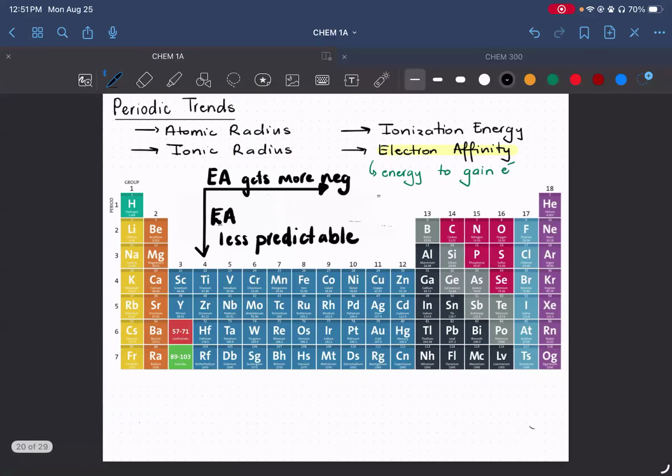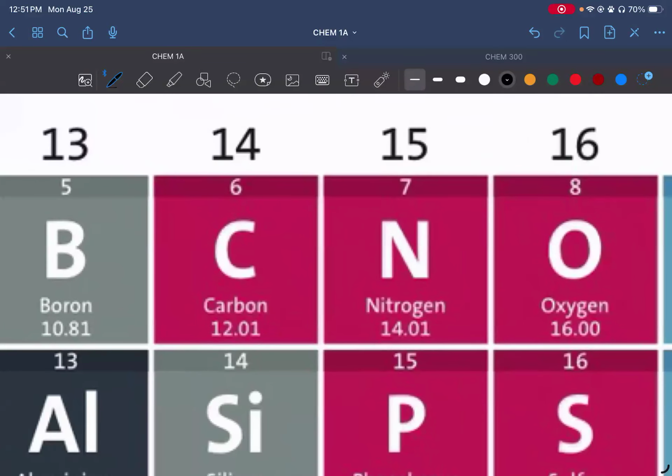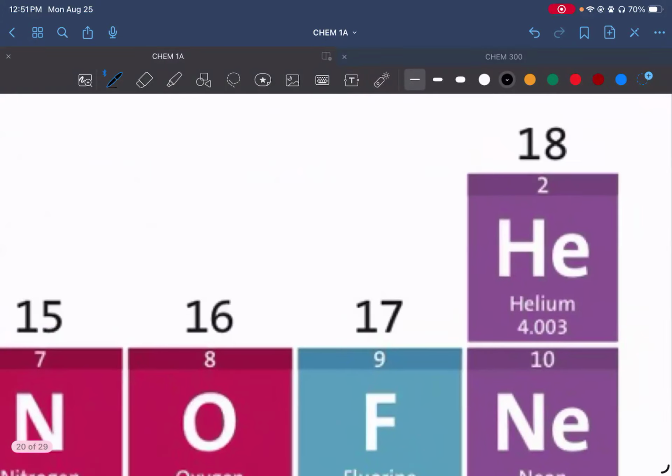Nitrogen has 7 electrons. How many electrons will it have if it loses 5 electrons? 7 minus 5, 2. And do we have a noble gas with 2 electrons? Hell yes. So, is +5 the ideal charge? No. But it's a possible charge.